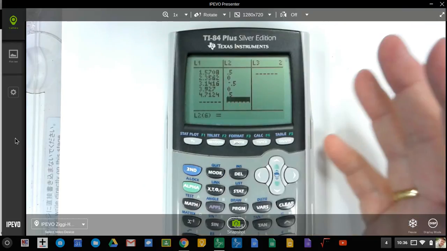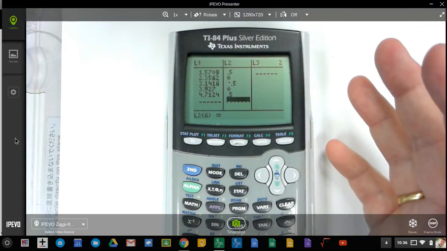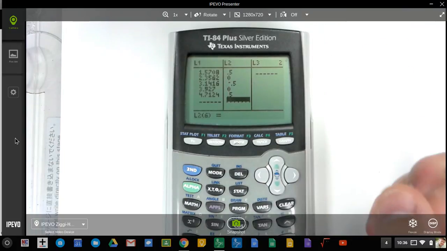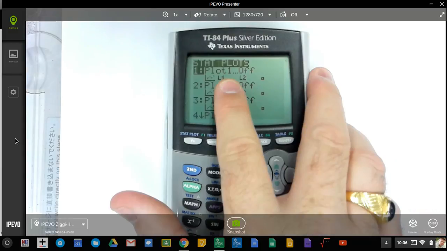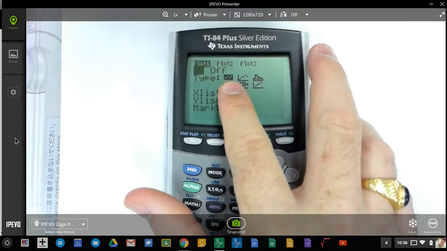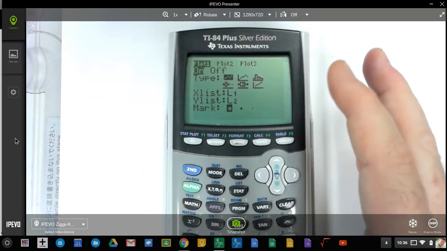What do I do to graph a scatter plot? Second y equals. You have to make sure your first stat plot is turned on. So hit enter, enter to switch it on. If you've cleared your calculator, it defaults to scatter plot. It defaults to list 1, list 2. Okay? So now, what do I do to look at the graph? Zoom 9, which is zoom stat.